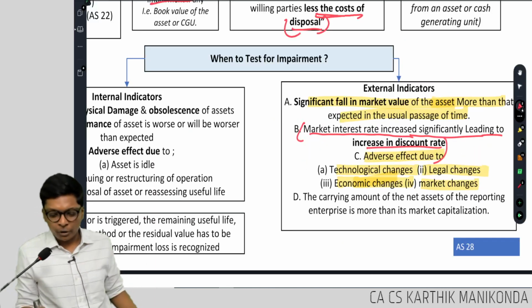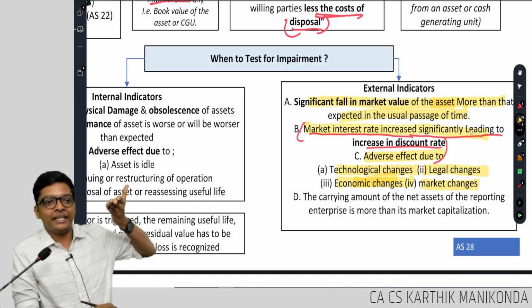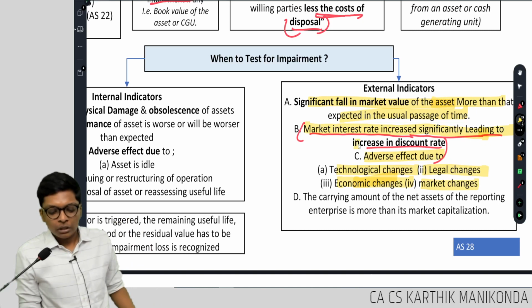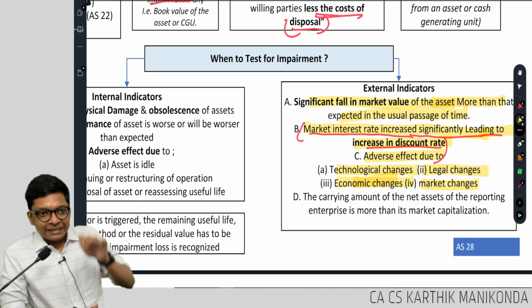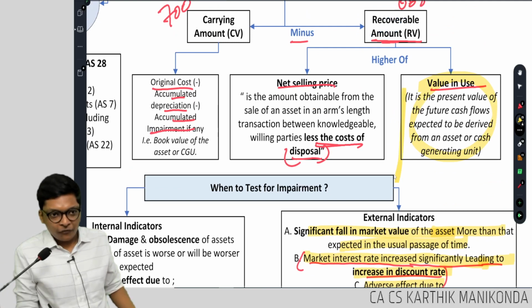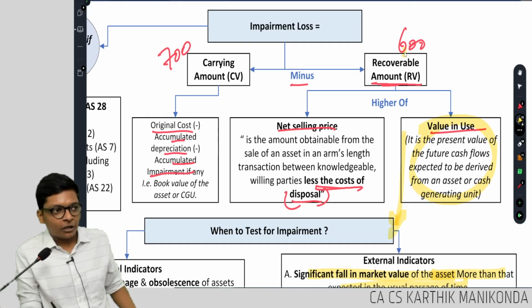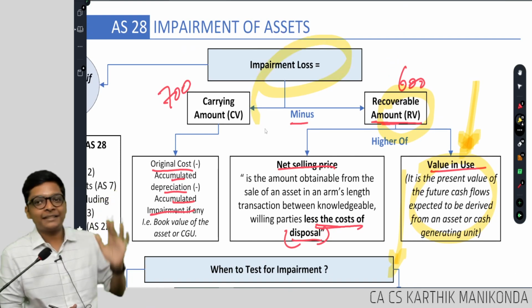Now come and read this point. Market interest rate increased significantly, leading to increase in discount rate. So if discount rate increases, what happens to present value? Decrease. If present value falls, what will fall? Value in use will fall. If value in use falls, what will fall? Recoverable value will fall. If recoverable value falls, what will happen? Impairment loss. Are you seeing the connect, guys?